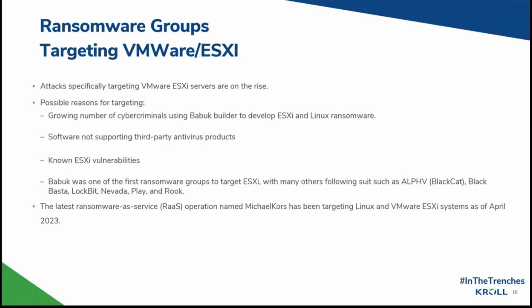As I've mentioned, HAVOC is one of the first groups to target ESXi, but we're seeing a bunch of other groups. Alpha just released the Sphinx variant, which also has this capability, and then a bunch of other ransomware groups such as Batbast and Lockbit, and those on that list, can also do this. And the new group that's just been identified, known as Michael Kors, not sure why they've chosen that name, obviously a big fashion brand, also started targeting Linux and ESXi machines as of April this year. And that is it. Thank you very much.